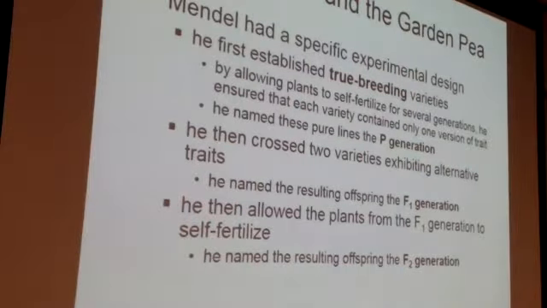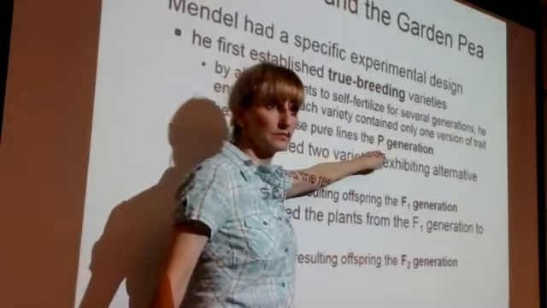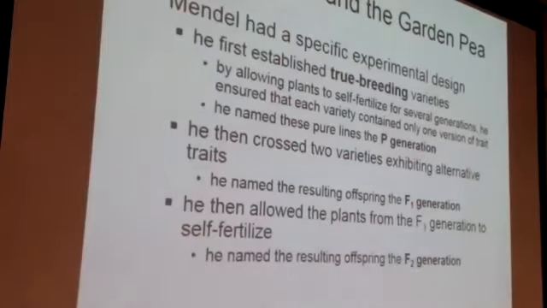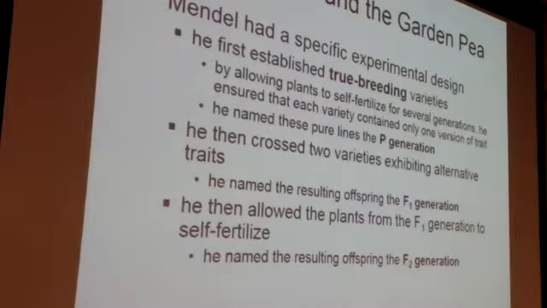Once he did that and he was satisfied that those plants would always give the same thing, that's when he would start doing his crosses and investigations. The starter plants are called the P generation. Those are the starting plants. Think P for parents. The P generation, those are the parent plants. They are always true breeding for Mendel.